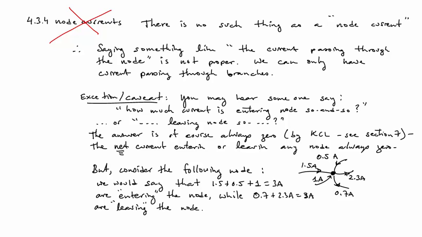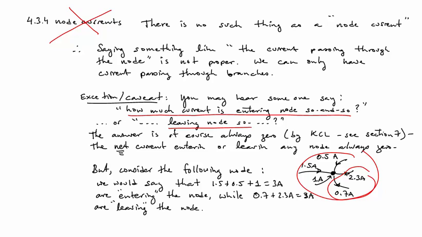Now sometimes there's an exception. Sometimes you'll hear language that says how much current is entering node so-and-so, or how much current is leaving node so-and-so. Here I have as an example a node with several currents, and we see that there are 3 branches that bring current to the node. Those are these top 3 here, and that sums to 3 amps. Then we have these 2 at the bottom that carry current away. So it would be okay to say that node so-and-so has 3 amps entering the node, and of course there must be 3 amps leaving the node. Those always have to be equal.